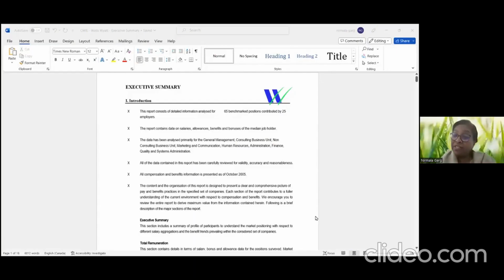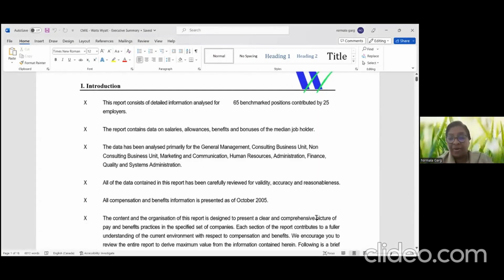It's a very old, very old salary survey. But why I chose this is that it's a very simple salary survey data for you to understand. Because if I show you something like a Deloitte or a Mercer, where they give you data for all industries and at all levels, that will be a little confusing at this point of time.